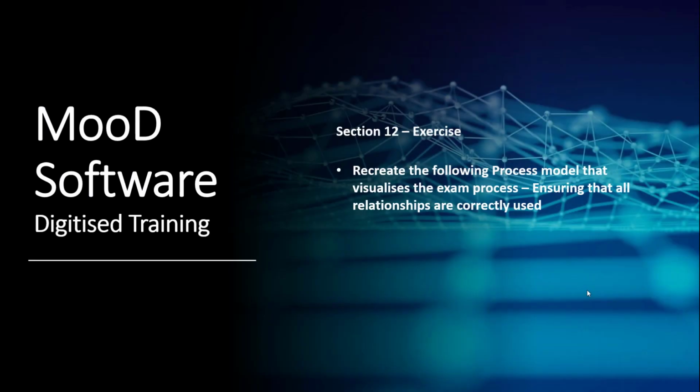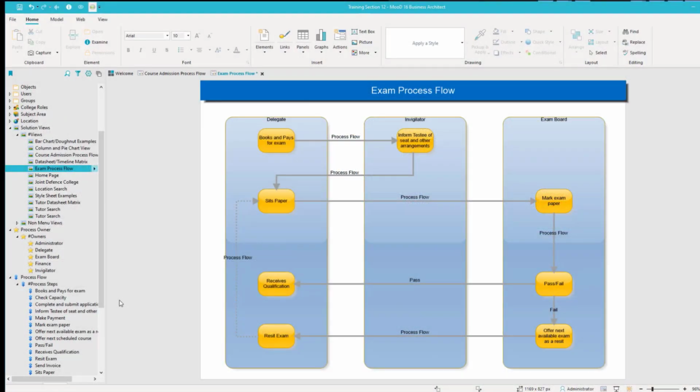Section 12C Exercise. Recreate the following process model which visualizes the exam process, ensuring that all relationships are correctly used. In the example used here, I've created a new view called Exam Process View and added the new areas and processes underneath Owners and underneath Process Steps.